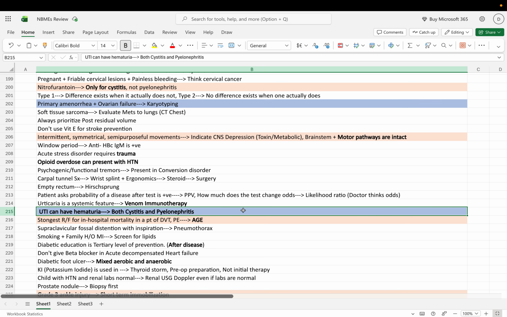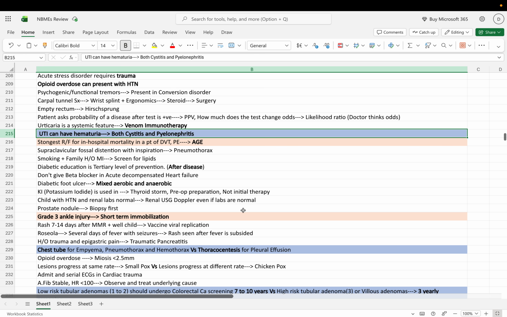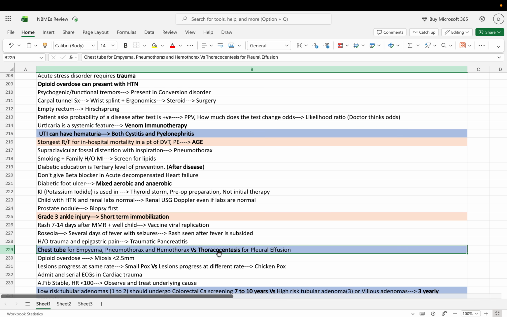UTI can have hematuria in both cystitis and pyelonephritis. Chest tube is used for empyema, pneumothorax and hemothorax, whereas thoracocentesis is used for pleural effusion.